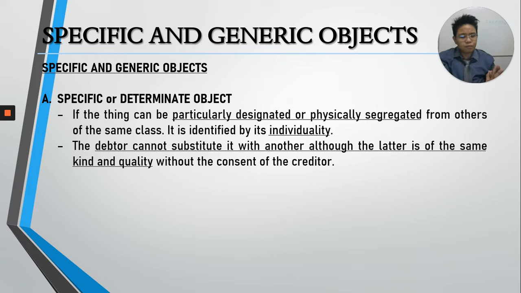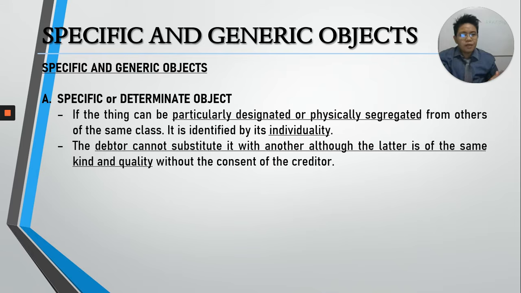Now, what if I say a red Toyota Vios with plate number ABC123? Remember, that is already a specific object. Bakit? Nag-iisa lang yun eh. Wala kang makikitang red Toyota Vios na dalawa na pareho yung plate number. Bawal yun, remember. So here, the object is designated by its individuality. Unique. Nag-iisang sasakyan lang yan na may plate number na ganyan. Na may make and model na ganyan. So remember, specific na yung object.